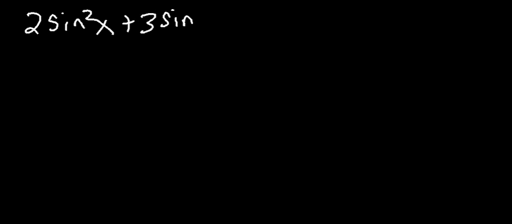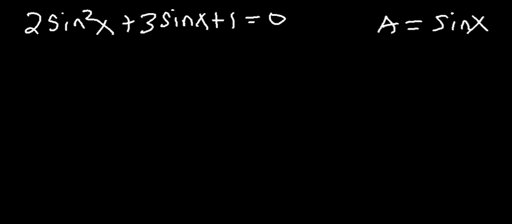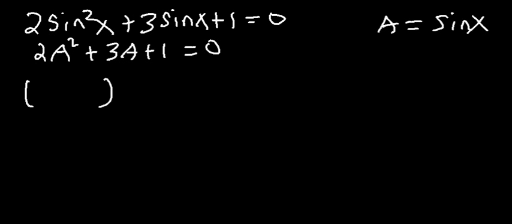And then for our final example, let's try this one. 2 sine squared x plus 3 sine x plus 1 is equal to 0. Now you need to recognize that this looks like a quadratic equation. Let's factor by substitution. Let's say a is sine x. This would be 2a squared plus 3a plus 1. And we're going to factor it by trial and error.